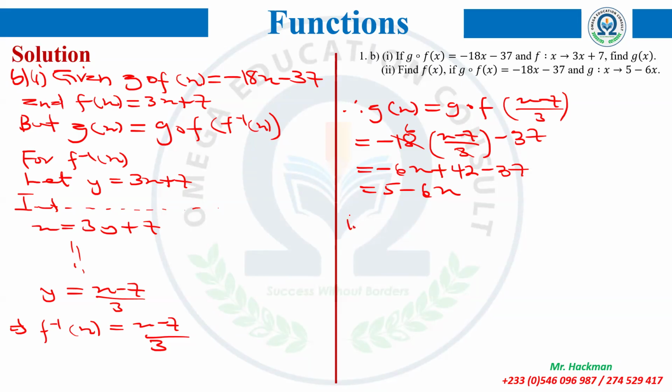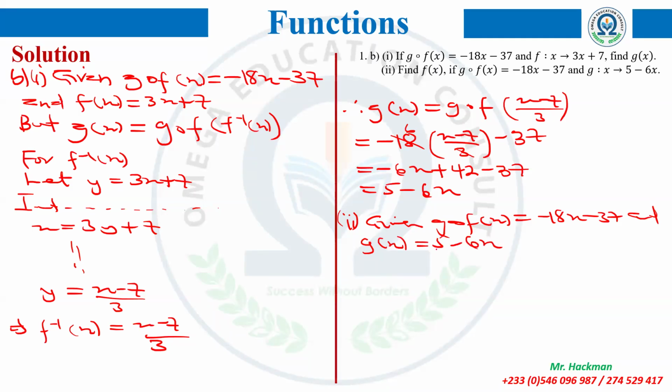Quickly, just a minute or two, let's look at the II, because we are going to break today. So now what do we have? You've been asked to find f of x, given g of f of x. You write minus 18x minus 37, and your g of x is equal to 5 minus 6x.